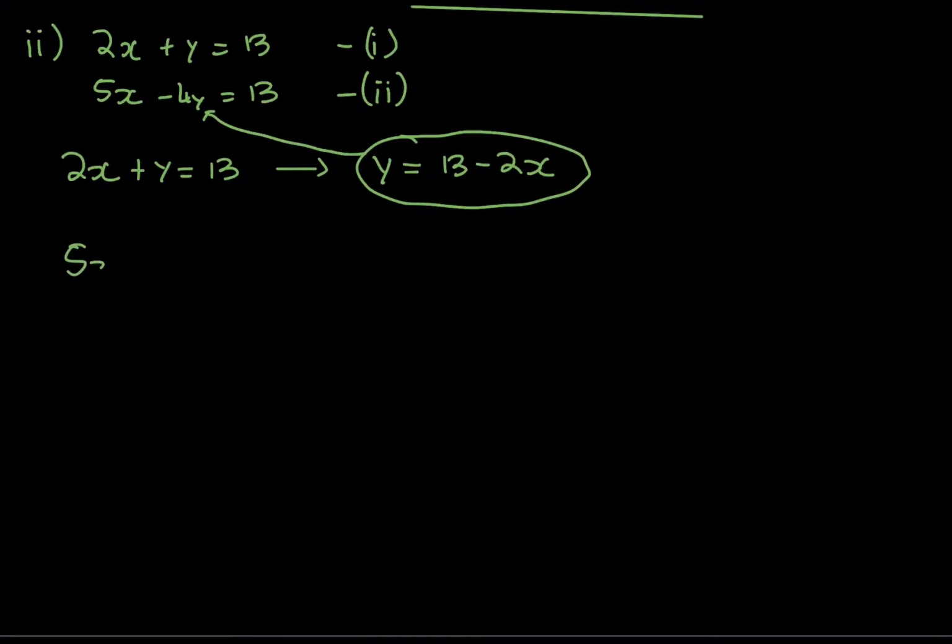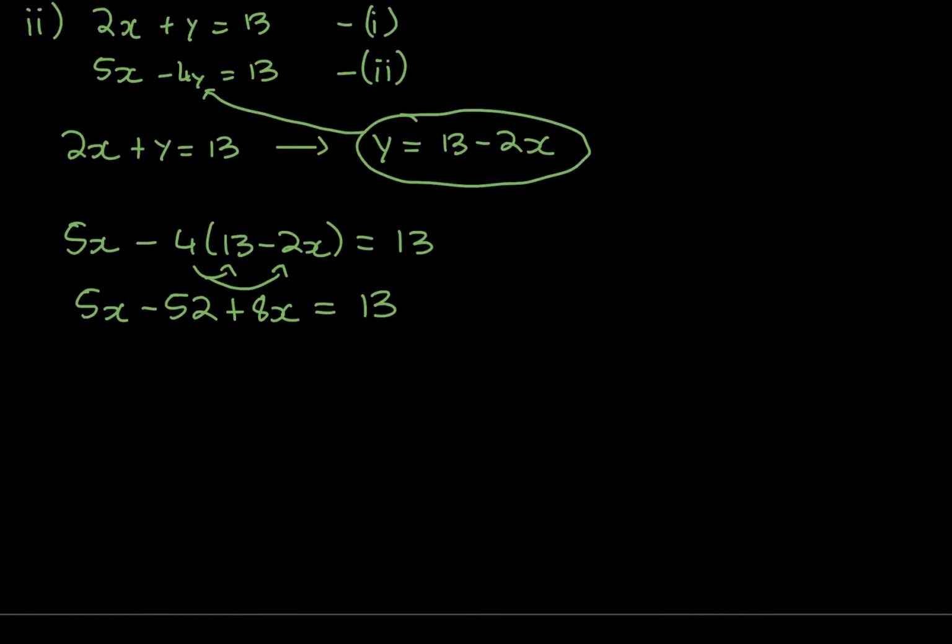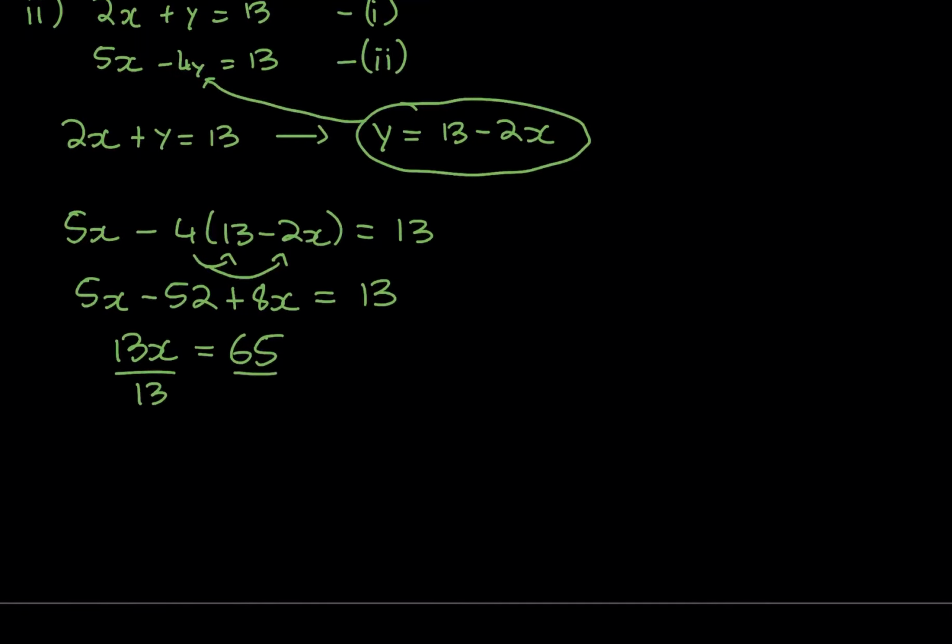So I'll get 5x minus 4 times (13 minus 2x) is equal to 13. Then I say 5x and 4 times 13, which would be 52, and negative 4 times negative 2, I'll get 8x, which is equal to 13. 5x plus 8x would be 13x. And then if I take negative 52 to the other side, I'll get 65. Then I divide both sides by 13 and I get x is equal to 5.